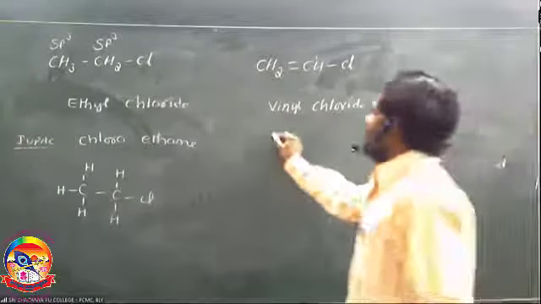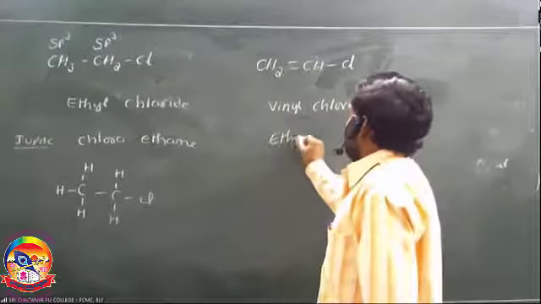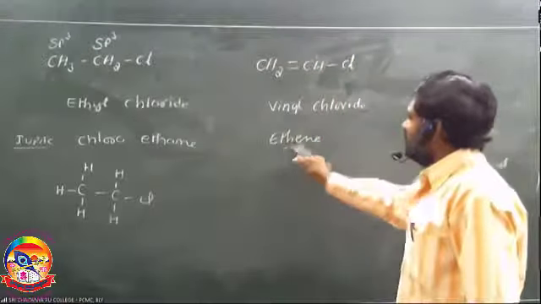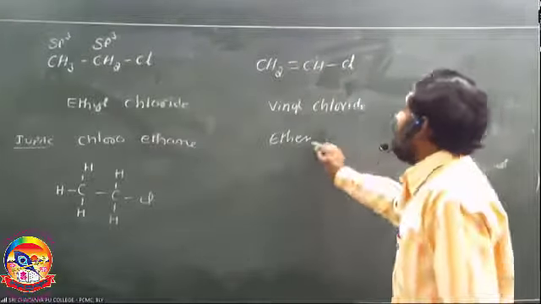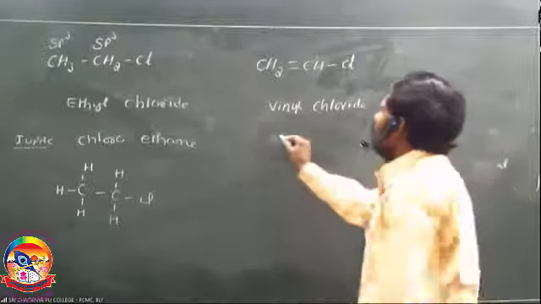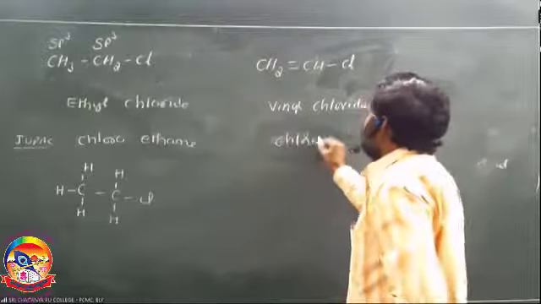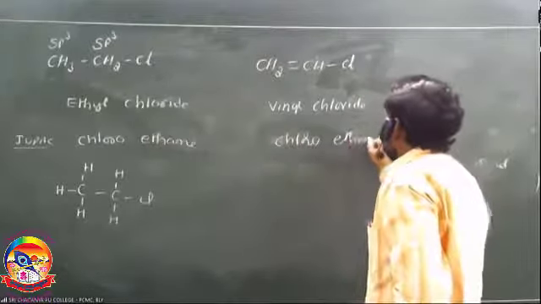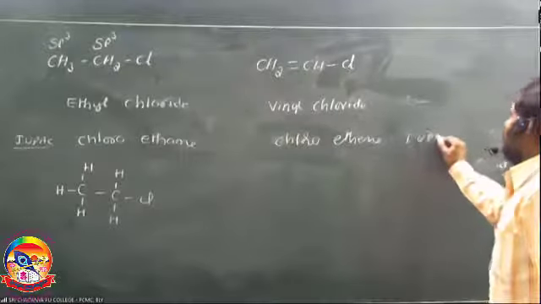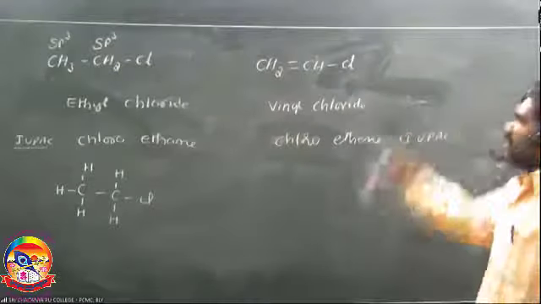For the IUPAC name, first we write ethane, and for the carbon containing a double bond it becomes ethene. With chloro, it is called chloroethene. Chloroethene is the IUPAC name, and vinyl chloride is the common name.